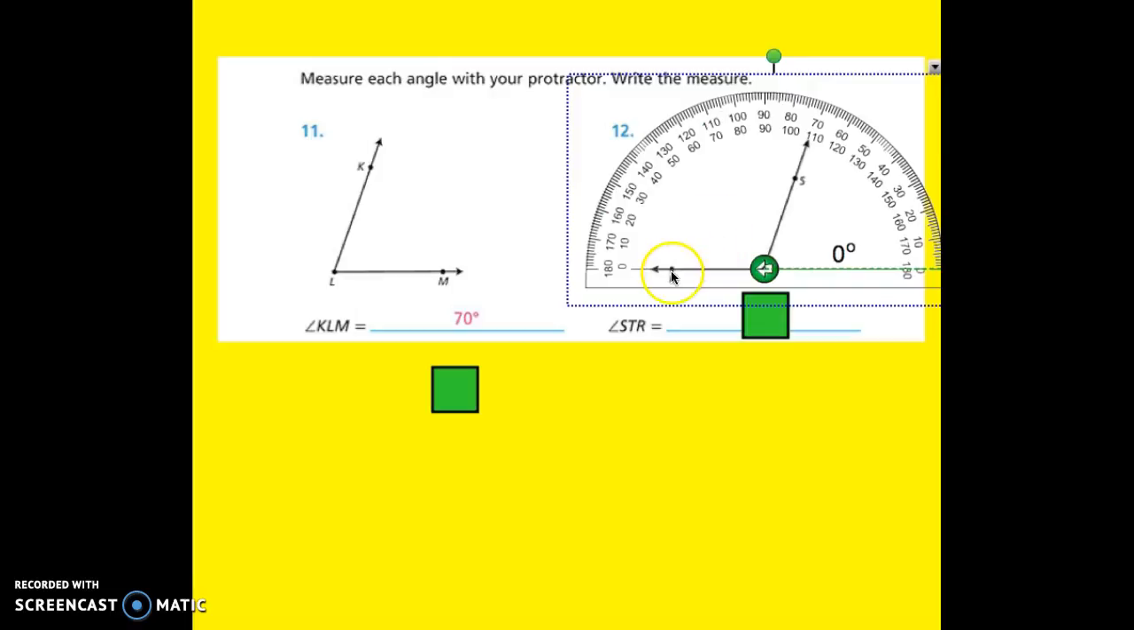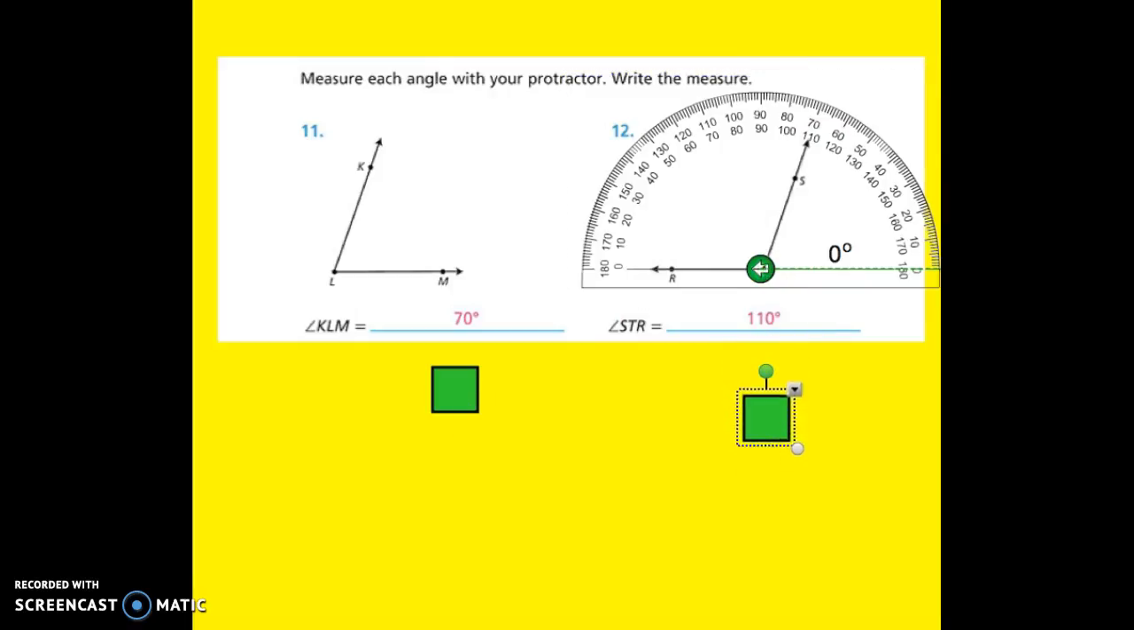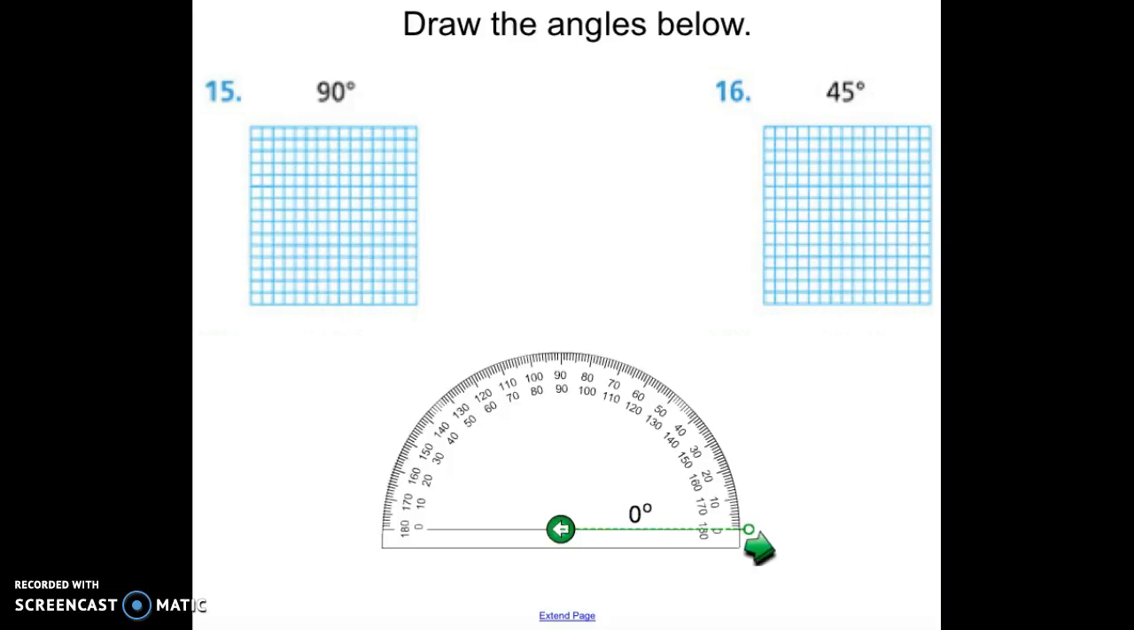Another way to look at it is how the angle opens. It's opening this way, so I'm going to use this side here. And I'm going to look at it, and it's about at that 110. I bet if I get this aligned just perfect, there we go. I'll get it at that 110-degree angle. So I would say angle STR is 110 degrees. Let's see if I'm right. Yep, I'm correct.